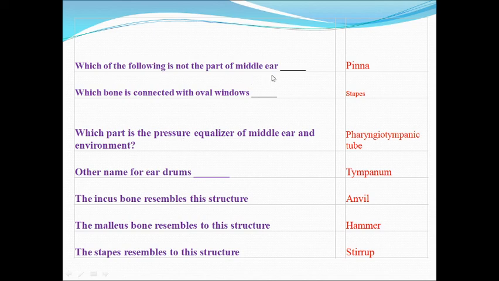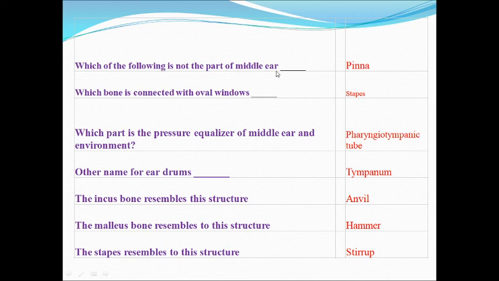Which of the following is not the part of middle ear? Pinna. Some important features, some questions are framed based on these following features. Please concentrate. Which of the following is not the part of middle ear? Pinna is part of the outer ear. You may notice the outer ear, we can notice this particular part, pinna. So pinna doesn't come under the category of the middle ear.